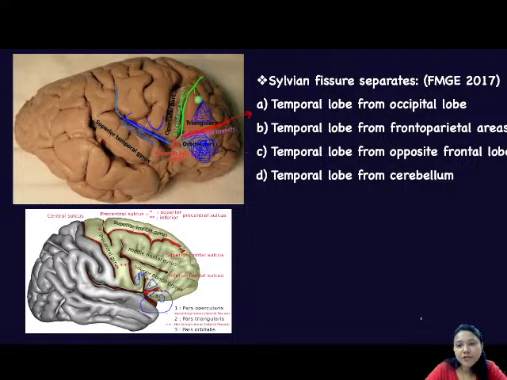Now there is a question: the Sylvian fissure separates which of the following? They have given: the temporal lobe from the occipital, the temporal from the frontoparietal, the temporal from the opposite frontal, and the temporal from the cerebellum. Anybody who wants to attempt this question, we have just studied the Sylvian fissure. Anyone who wants to attempt it, in the chat, it's very easy.